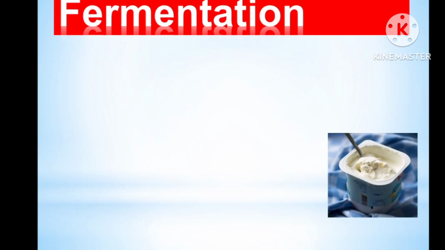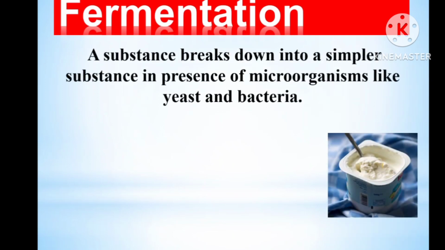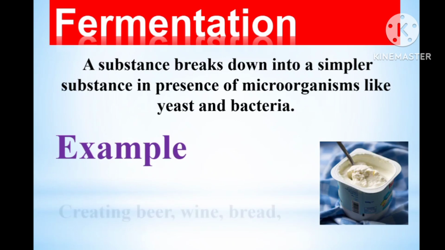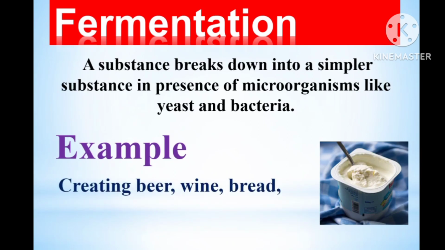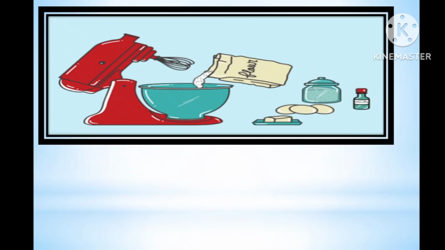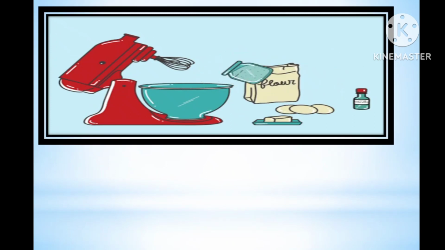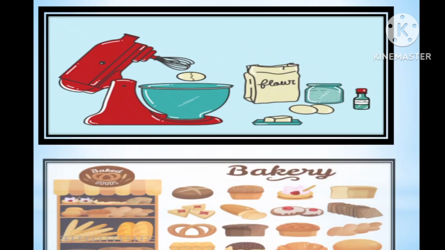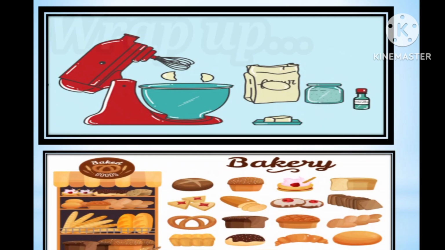Fermentation is a process in which a substance breaks down into a simpler substance in the presence of microorganisms like yeast and bacteria. For example, creating beer, wine, bread, and converting milk into yogurt and other foods are a few examples of fermentation reactions. Students, all the bakery items or baking products are a few examples of fermentation reactions.